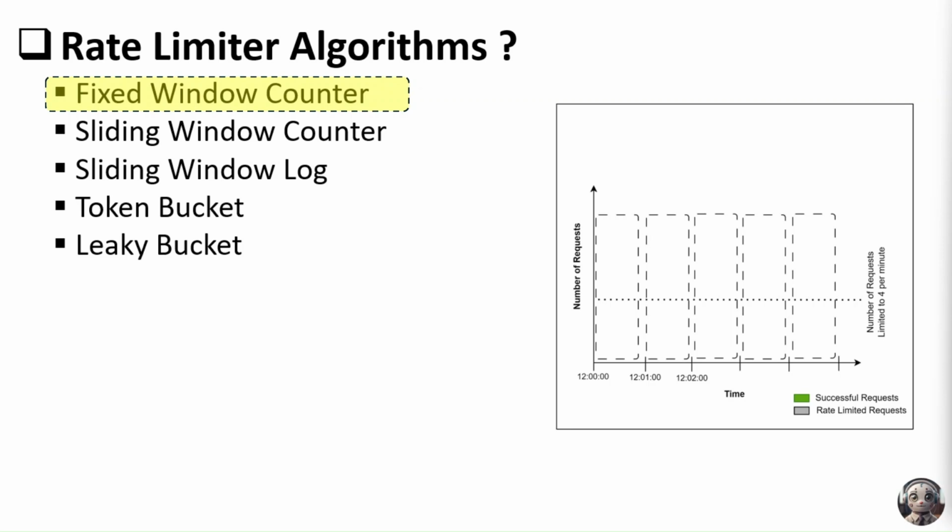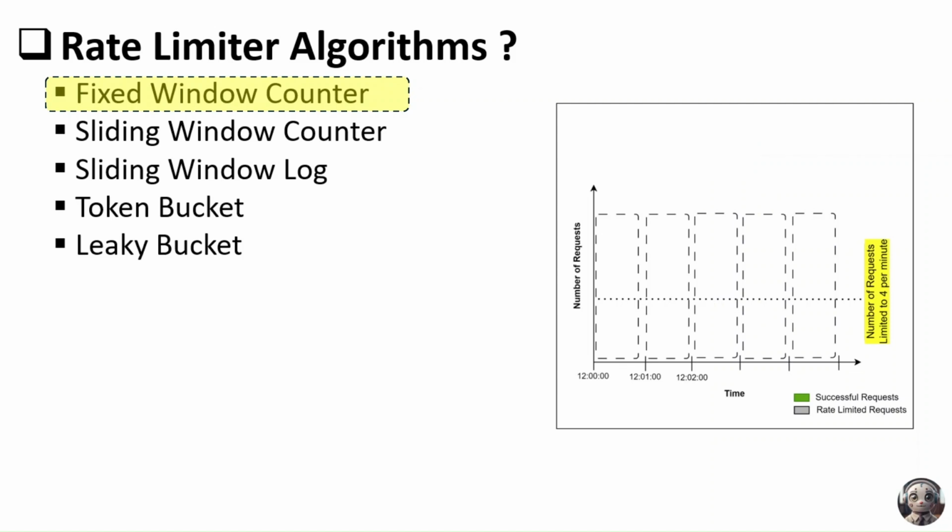The first one is the fixed window counter. It is best used in situations where you need a simple and predictable rate limiting mechanism, and where occasional bursts of traffic won't significantly harm your system. Imagine you have fixed time intervals, like every minute. Each of these intervals is a window of time. The fixed window counter algorithm keeps track of the number of requests that come in during each window.